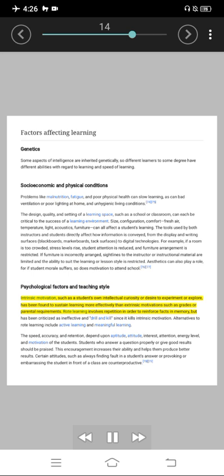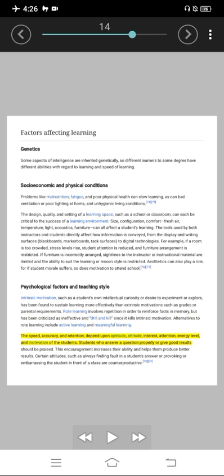Psychological factors and teaching style. Intrinsic motivation, such as a student's own intellectual curiosity or desire to experiment or explore, has been found to sustain learning more effectively than extrinsic motivations such as grades or parental requirements. Rote learning involves repetition in order to reinforce facts in memory, but has been criticized as ineffective and drill and kill, since it kills intrinsic motivation. Alternatives to rote learning include active learning and meaningful learning.